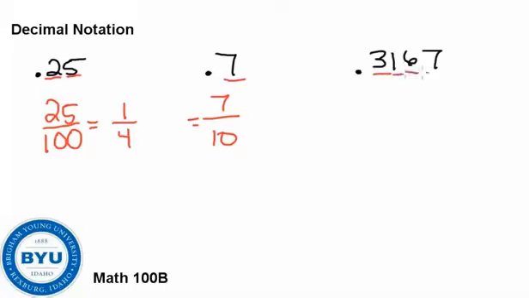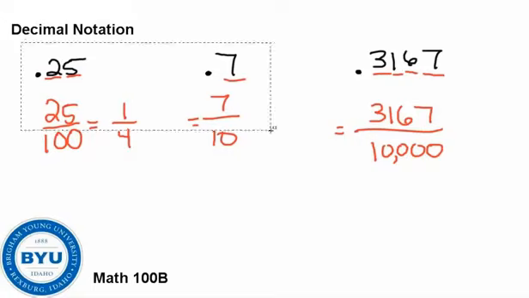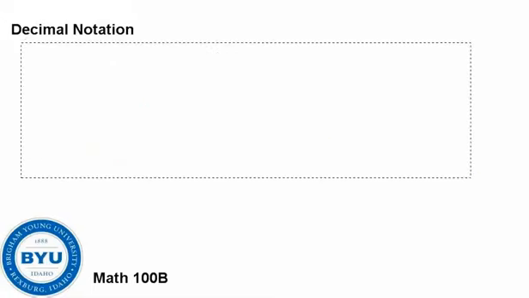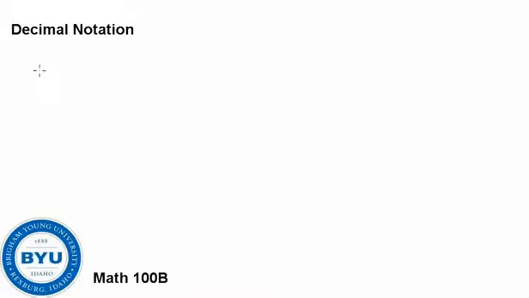Here I have 1, 2, 3, 4 decimal places, so after this 1, I'm going to put 4 zeros. And then write in this number here, 3167. 3167/10,000. How'd you do? Hopefully you did well converting those decimals to fractions. Well, let's move on to the next part. Another thing we're going to need to be able to do is work with addition, subtraction, multiplication, and division with decimals. We did this in R2 with fractions. Now we want to be able to do it with decimals.